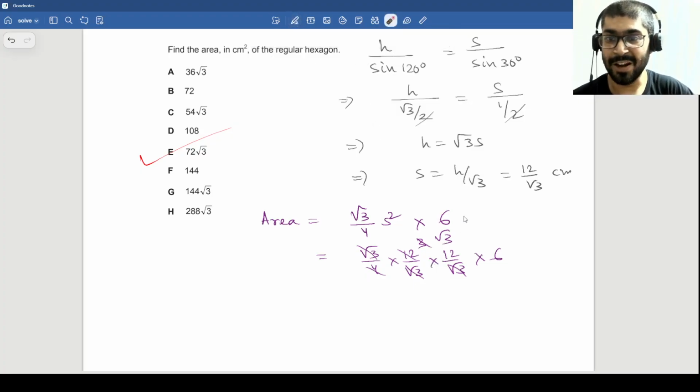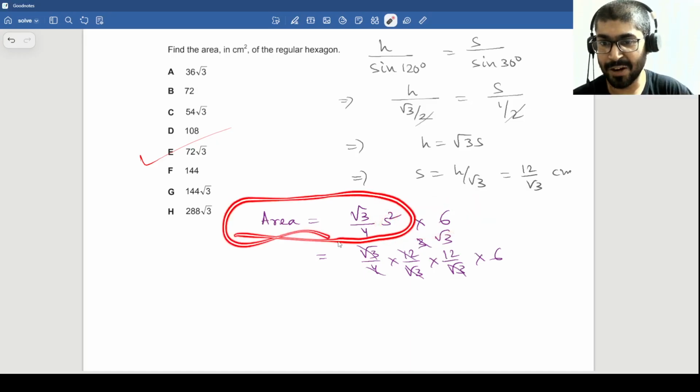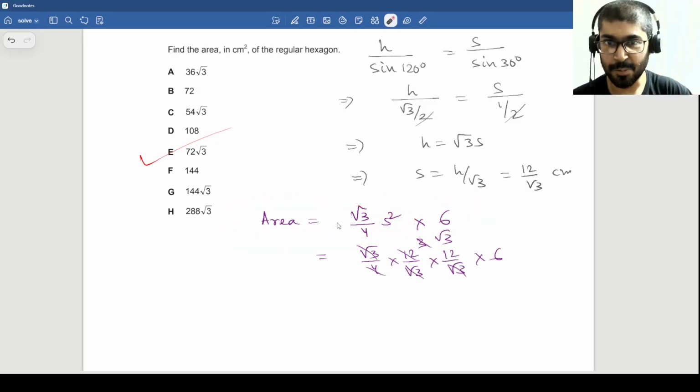Okay, so when I was trying this problem, I forgot the 6 because this is the formula for the area of an equilateral triangle, and a hexagon is composed of 6 equilateral triangles. So do not forget to multiply it by 6, otherwise you will end up with 12 root 3. Luckily that option is not here.